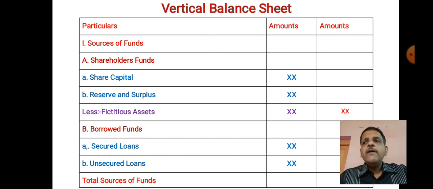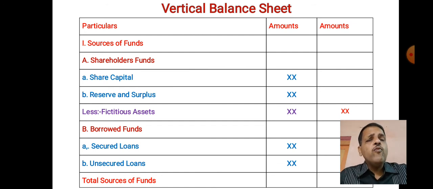Which are the examples of it? Let us say profit and loss account debit balance, preliminary expenses, share issue expenses, discount on issue of shares, discount on issue of debentures, formation expenses, or certain deferred revenue expenses like that.